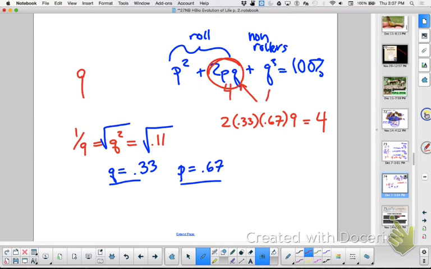So 4 of us are here, 1 of us is here. What does that mean P squared has to be? 4. Let's see if that's true. P squared would be what? 0.67 times 0.67 times 9. Yeah, 4. Okay, there we did it. How do you feel about that?